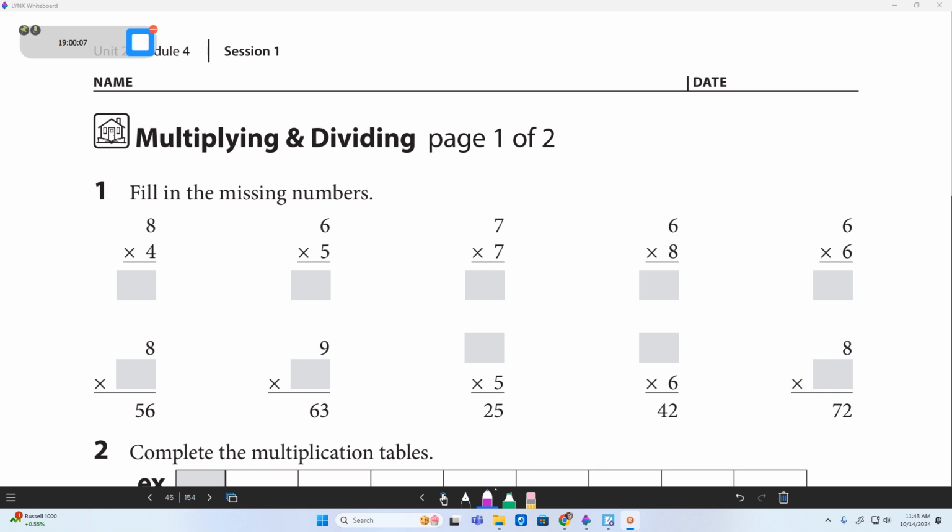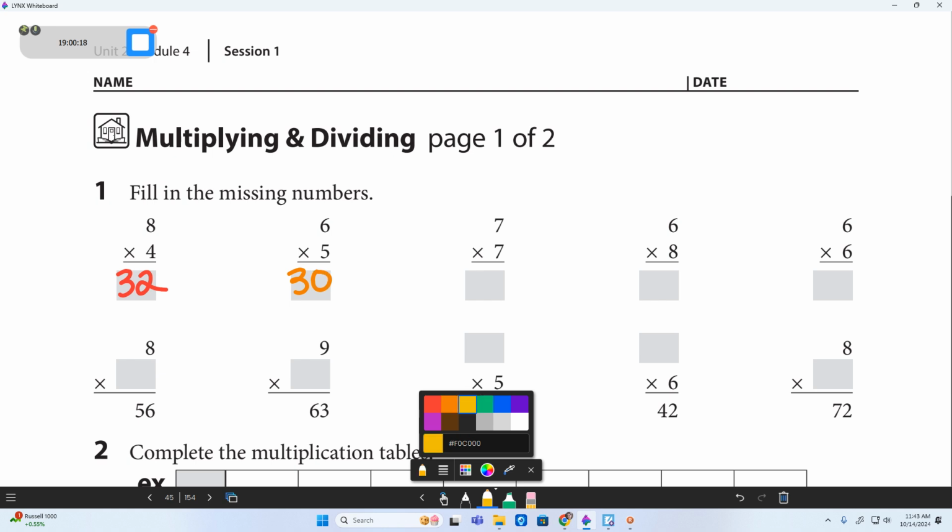All right, we got a whole bunch of math facts up at the top. 8 times 4 is 32. 6 times 5 equals 30. 7 times 7, I often think of the 49ers. 6 times 8 is 48. 6 times 6 is 36.